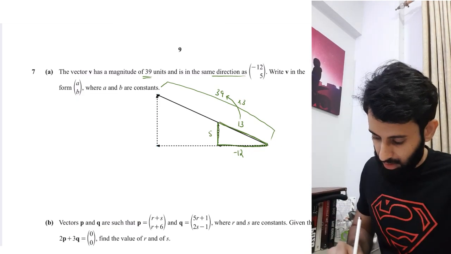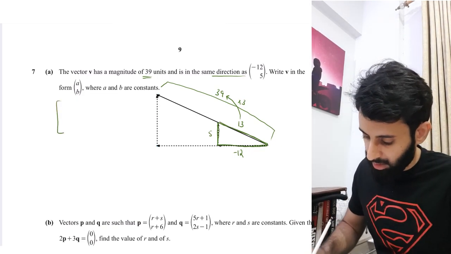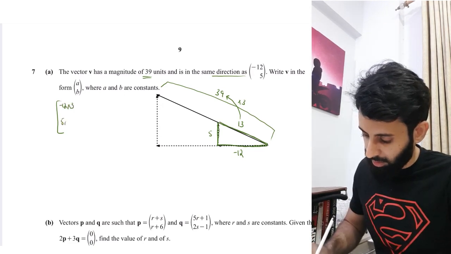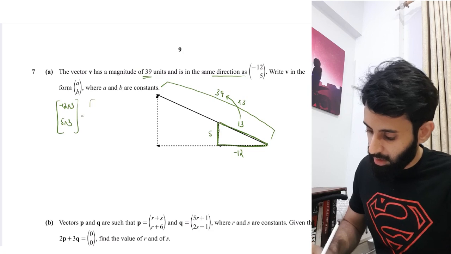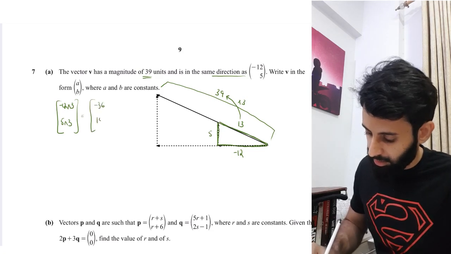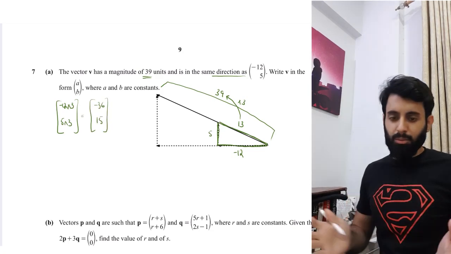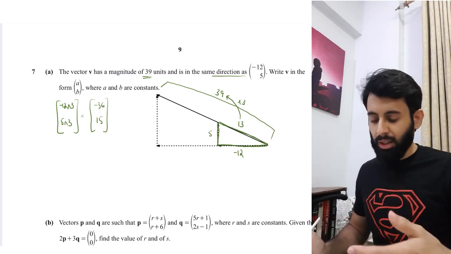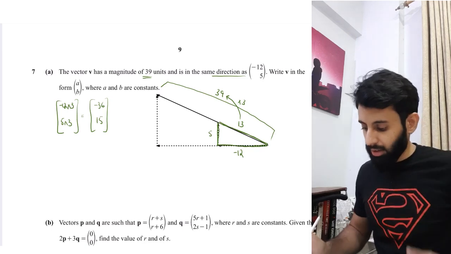So its horizontal component is going to be, like I said, minus 12 times 3, and its vertical component is going to be 5 times 3. So we're looking at minus 36 and 15. Now, I know you're probably wondering that this is not the way that we were taught. The reason why I did this is just to give you guys an idea of how you work out a vector when you're given its magnitude and the direction.